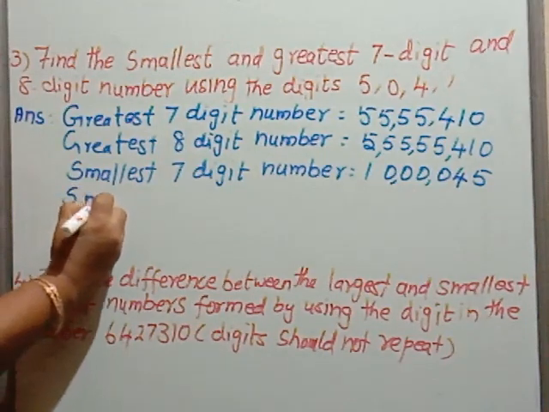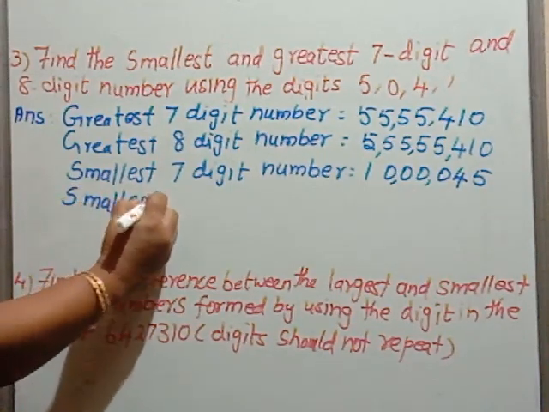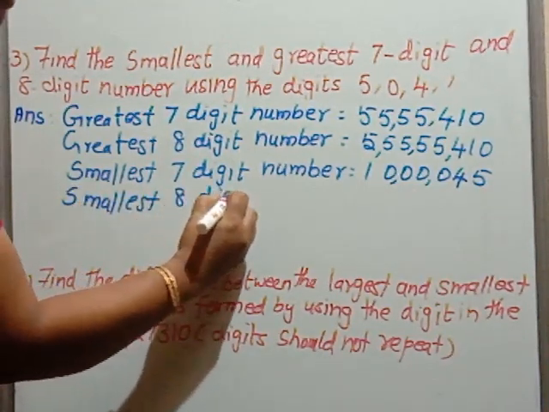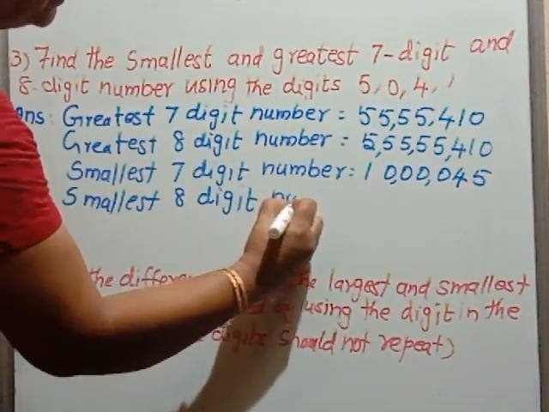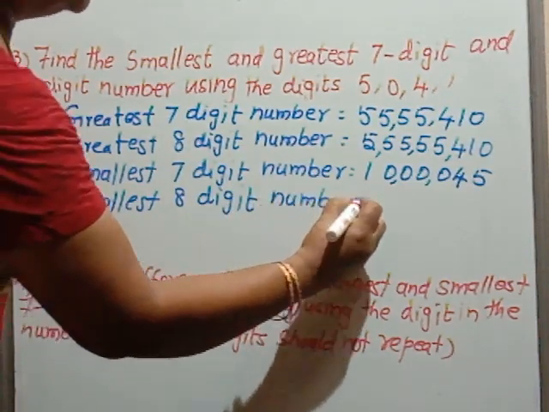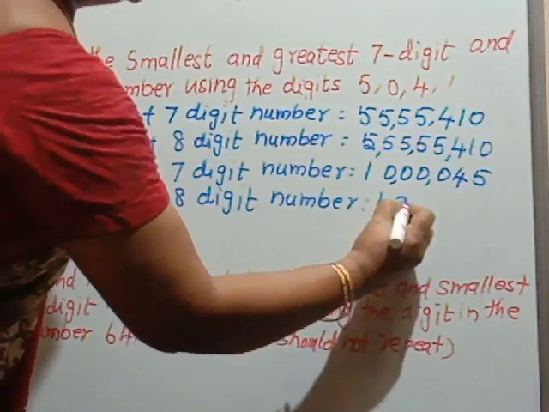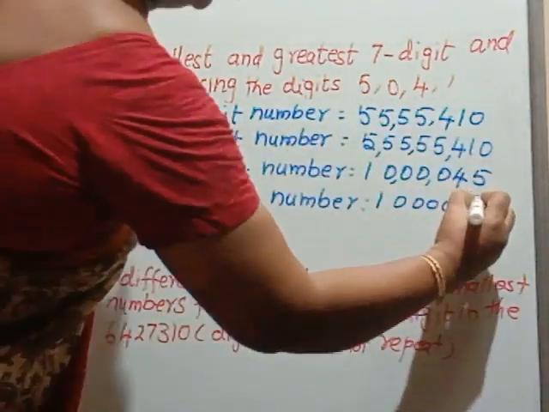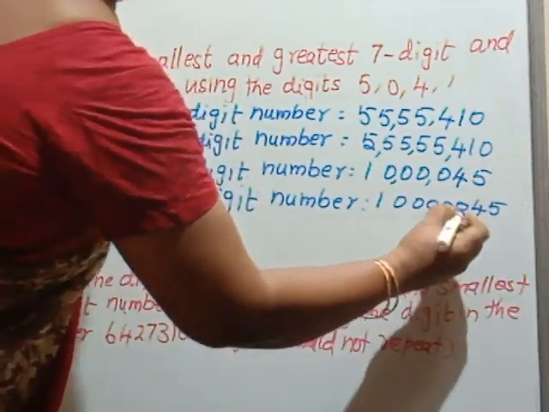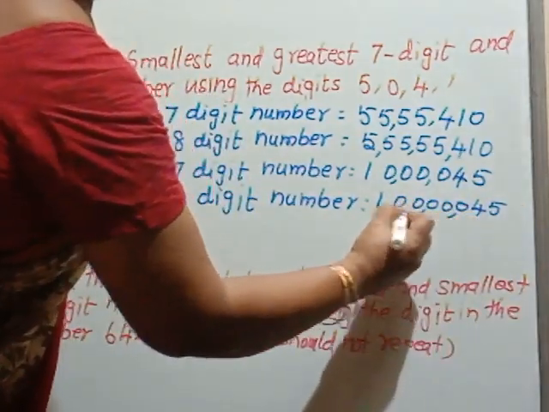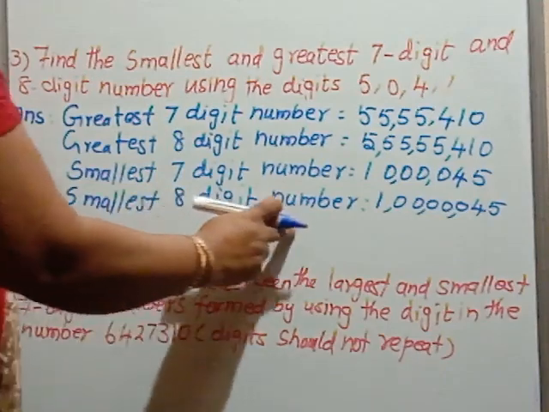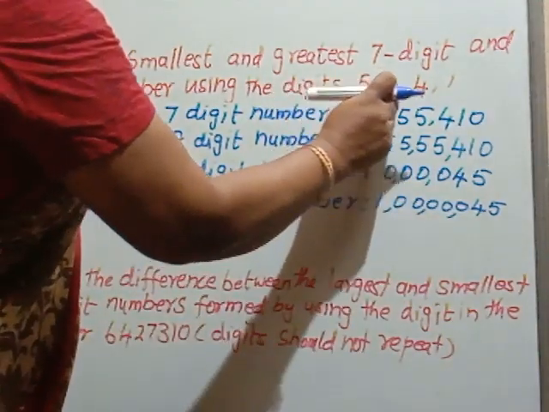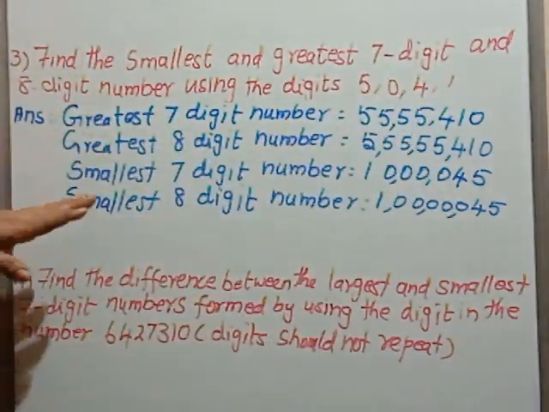Then, smallest 8-digit number. Smallest 8-digit number is equal to 1, 0, 0, 0, 0, 0. Put 5 zeros. Then you write 4, 5. It will be smallest 8-digit number with the help of 5041. Are you got it, children?